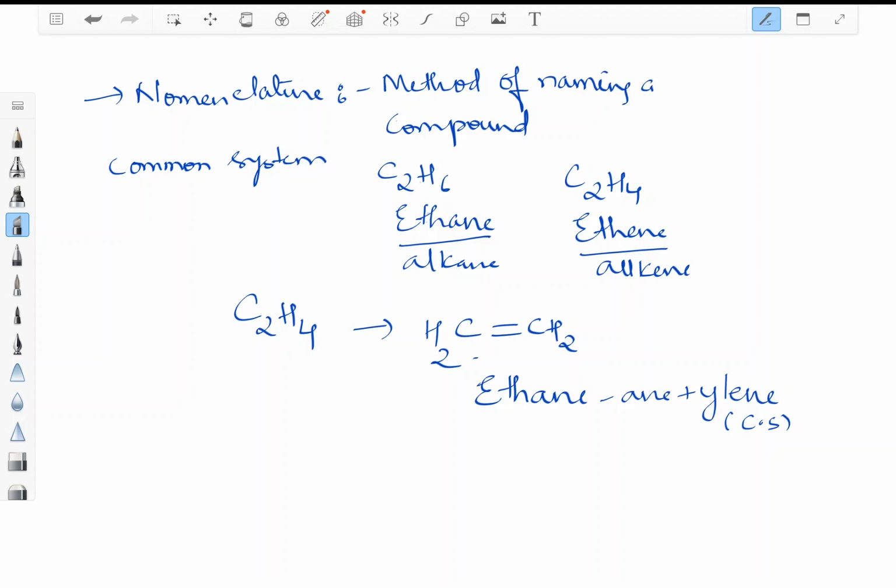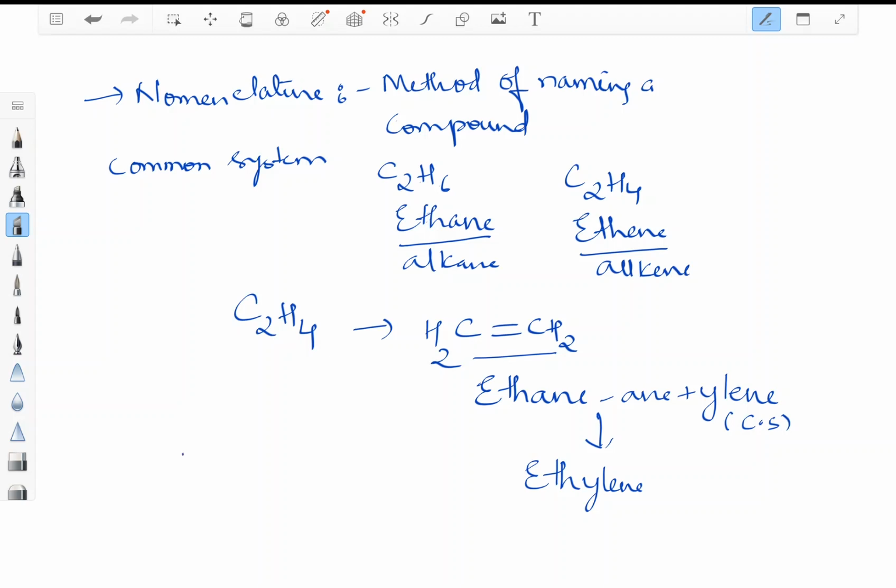But here in this case, we're talking about the common system of nomenclature. So we are removing from ethane what? ANE, and we're adding YLENE. So the corresponding name will be ETH. ANE is removed. What is added? YLENE. So now the name is ethylene.